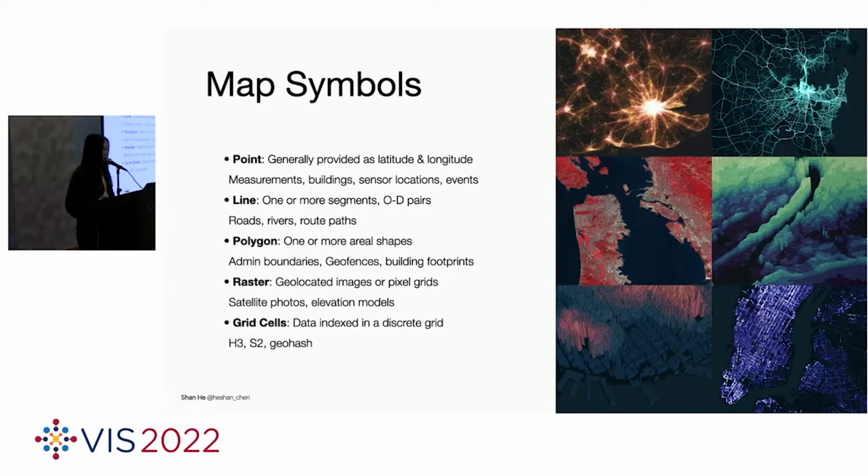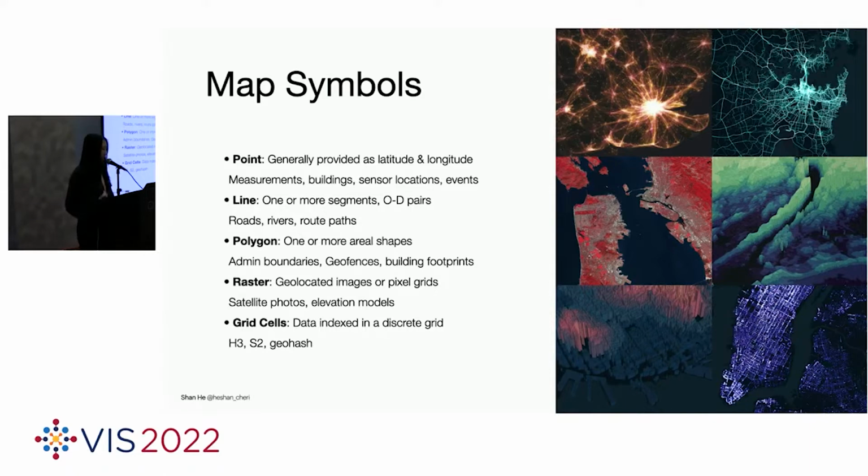We also use lines. Lines are usually used to draw segments like trajectories, routes, origin-destination pairs. For polygons, we usually use them to draw building footprints, administrative boundaries, geofences. And then the other type of symbol we use is raster. We use raster mainly to show satellite imagery and photos. And the last one we use is called grid cells. This one is aggregating raw events into a discrete grid based on H3 or S2 or geohash.